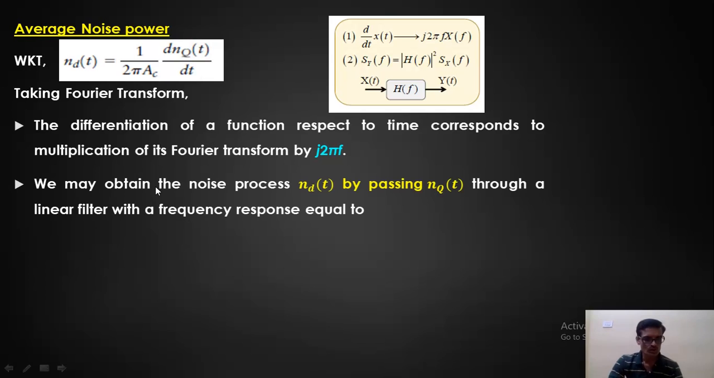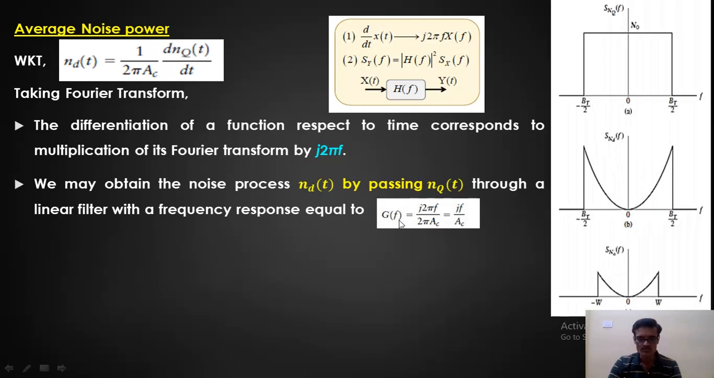Now, we may obtain the noise process n_d(t) by passing n_q(t) through a linear filter with a frequency response equal to this. Just to get this equation. What I have done over here is 1 by 2π A_c, and I have substituted the j2π f. It is equivalent to saying that we can get n_d(t) by passing n_q(t) through a linear filter which has the response 1 by 2π A_c times j2π f. That's what I have taken from this equation.